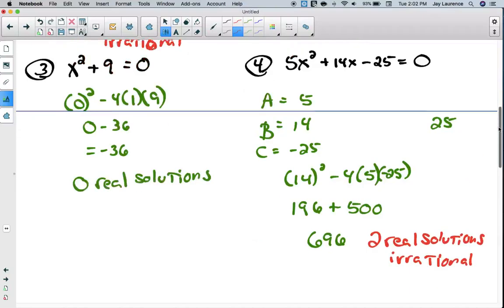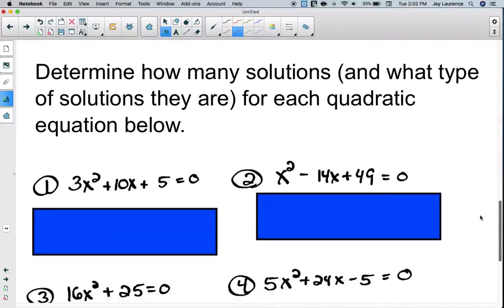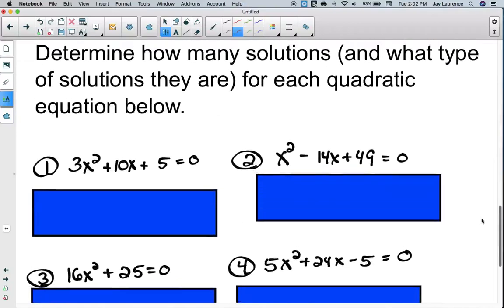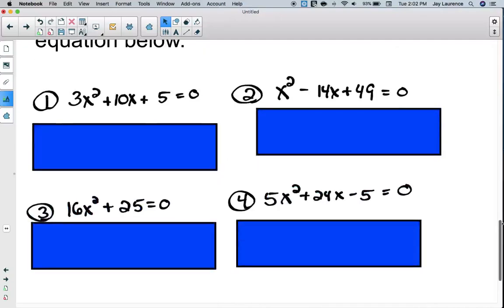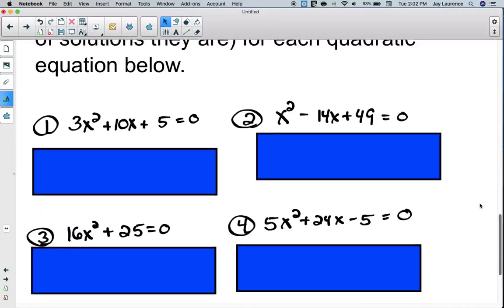I'd like you to practice yourself here. I want you on these 4 problems to determine how many solutions and what type of solutions they are for each quadratic equation below. So I would like you to pause the video, use the discriminant, and see if you can determine how many solutions each of these have. Soon we'll be learning how to solve them. Okay? Here come my solutions. Make sure you've tried all 4.